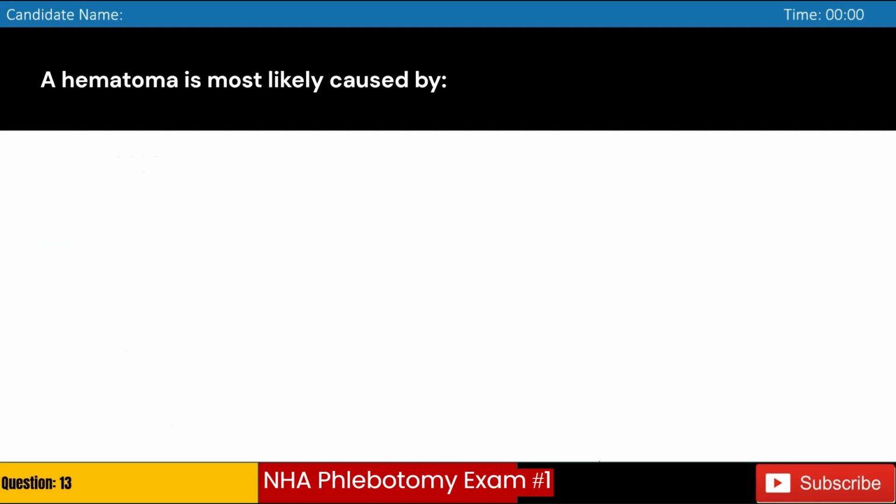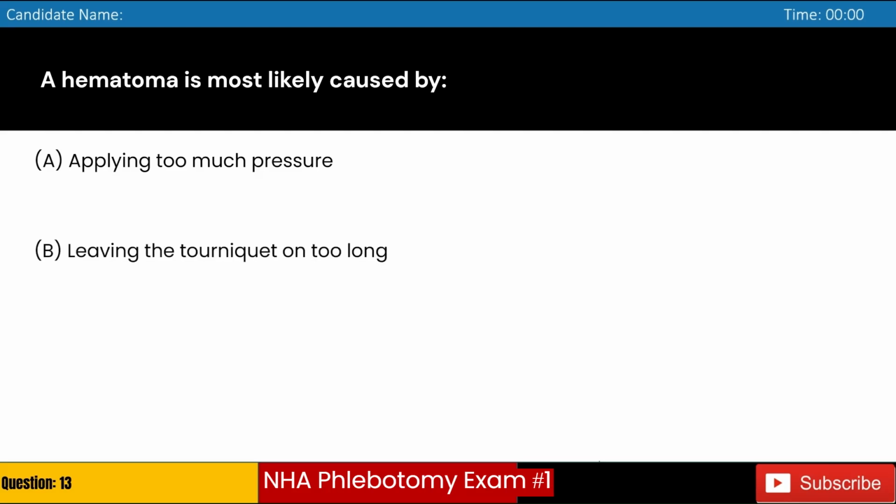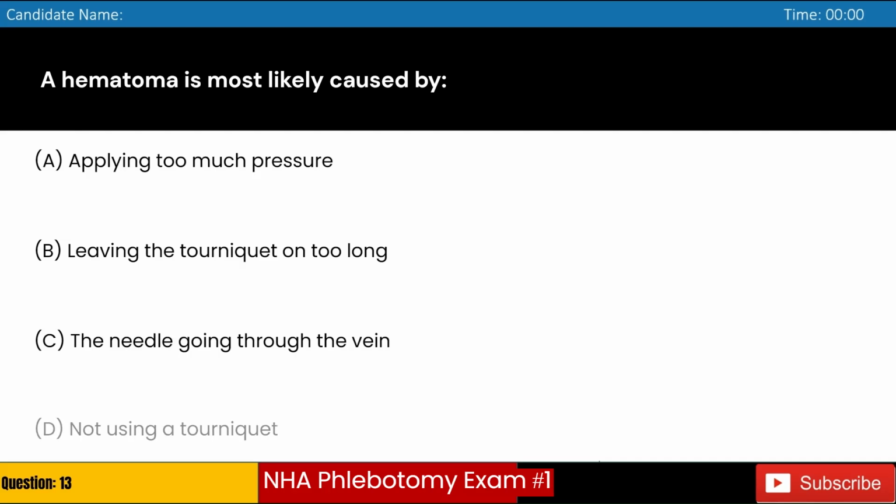A hematoma is most likely caused by: A. Applying too much pressure. B. Leaving the tourniquet on too long. C. The needle going through the vein. D. Not using a tourniquet. Answer C. A hematoma occurs when the needle punctures through the vein, causing blood to leak into surrounding tissues.